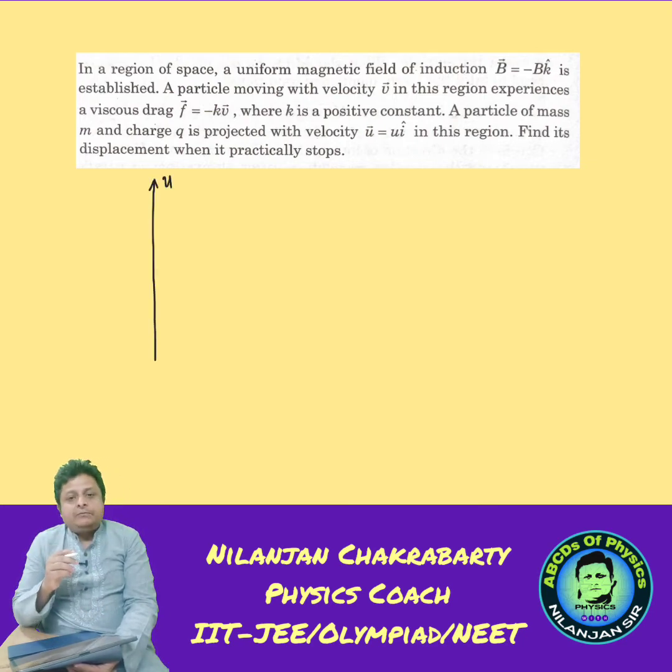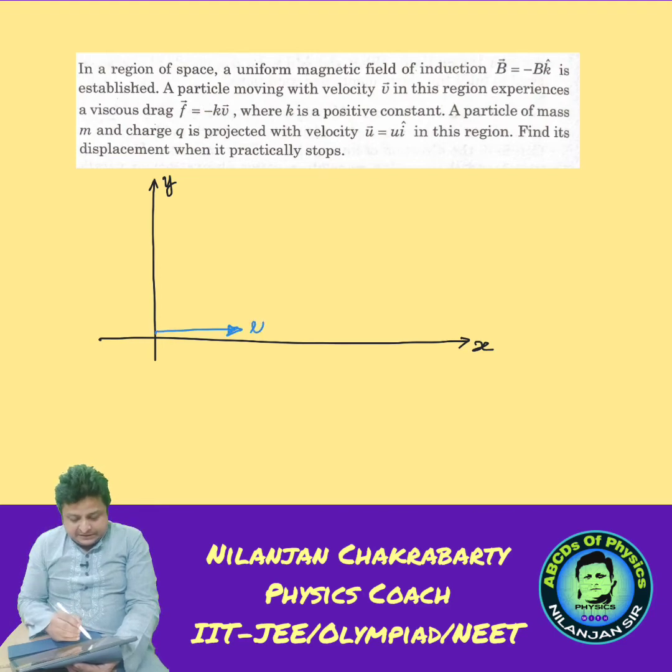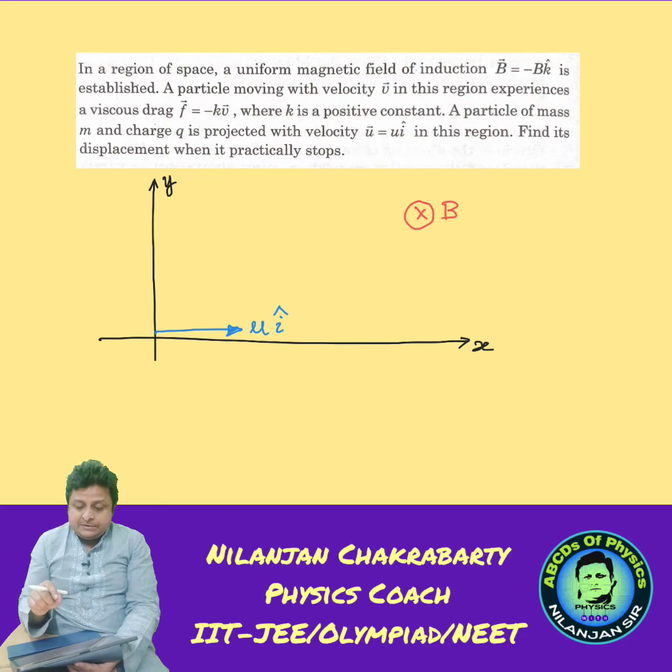So to solve this problem we will apply Newton's law on the charged particle, and that's it. Let us draw the y axis and the x axis like this, and the particle is projected with a velocity u i cap. There is a magnetic field B which goes into the plane of this paper. As it is minus B times k cap, it is along the negative direction of the z axis, so it will be a cross here as per this diagram.